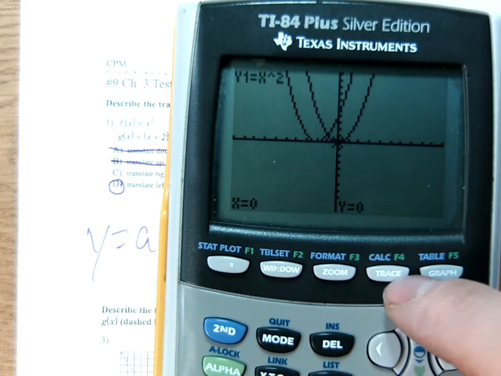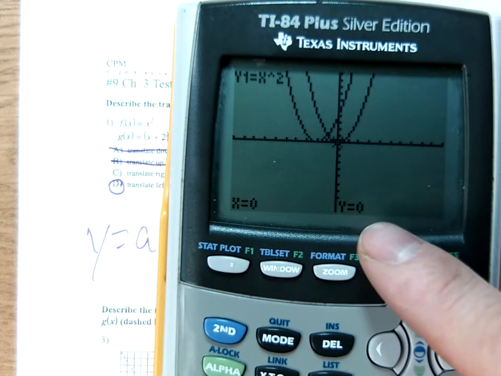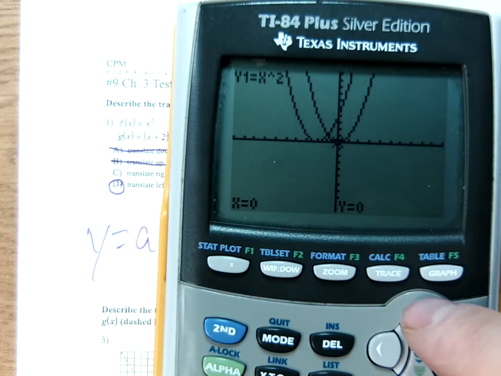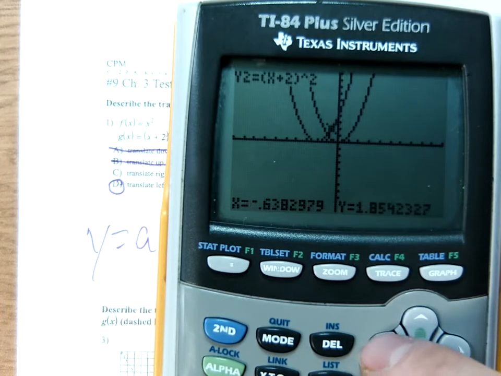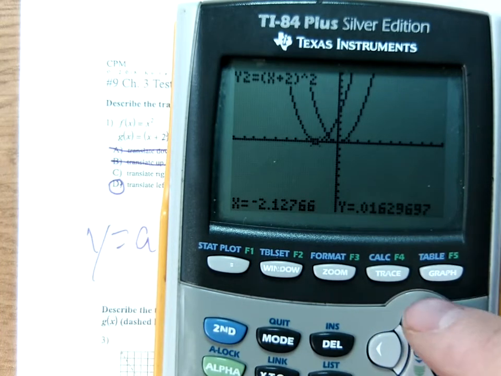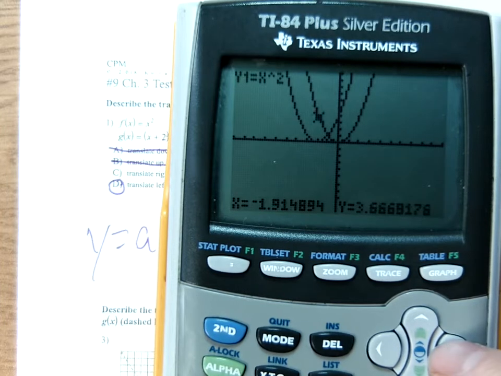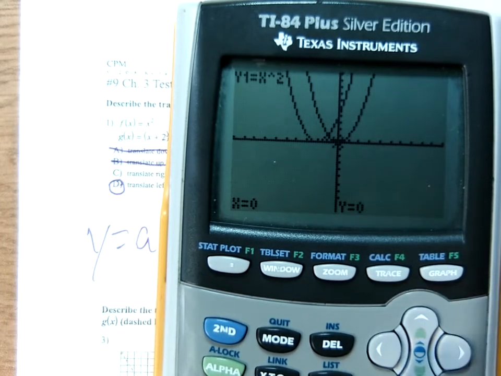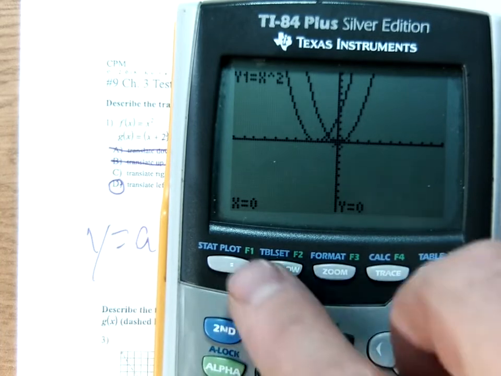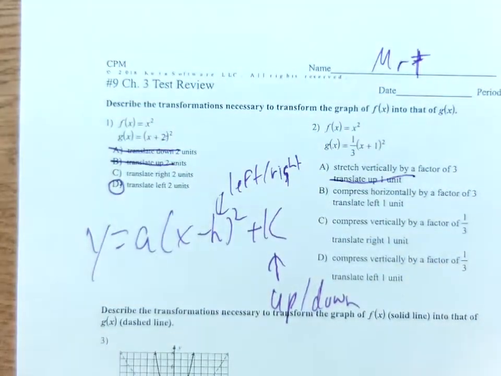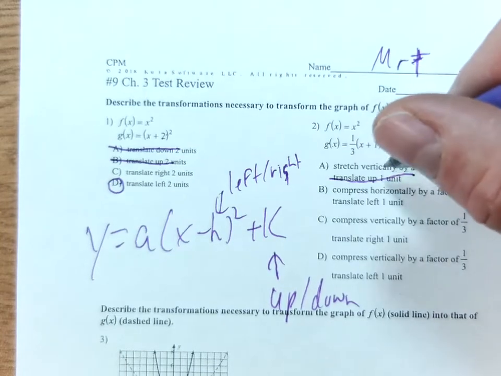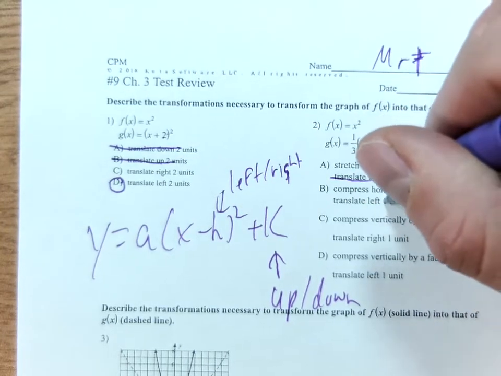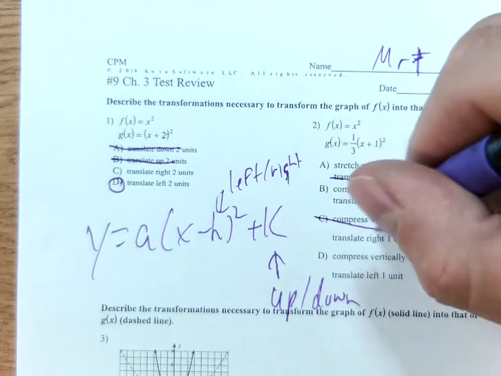You can actually use the trace key. Here's 0, 0 for x squared. The vertex on the other one is at negative 2, 0. So you can look at these and say, oh yes, it's been translated left 2. Alright, the next one. That's left 1. So we have to go left 1, not right 1, left 1.